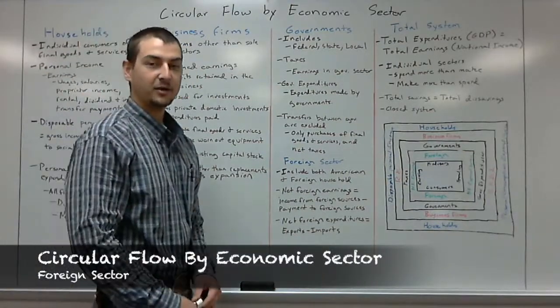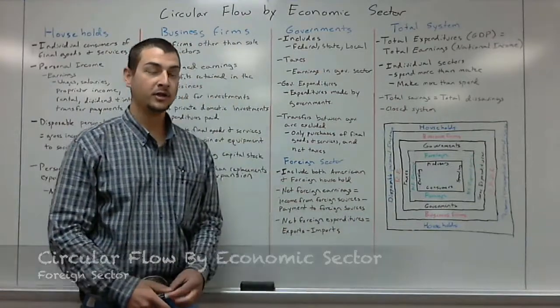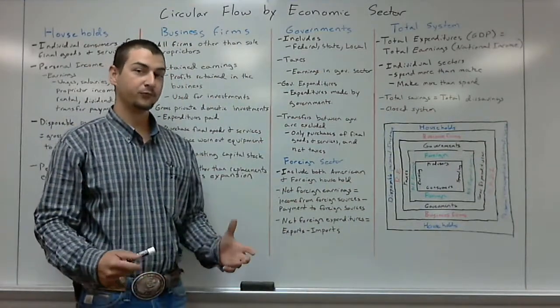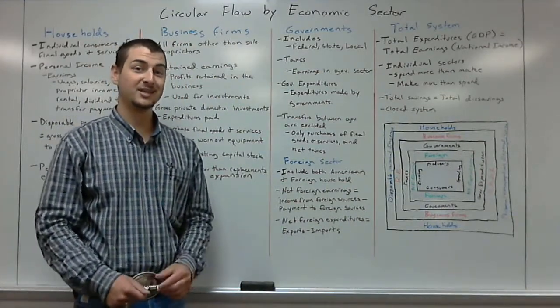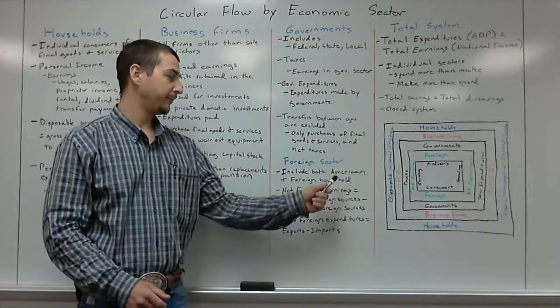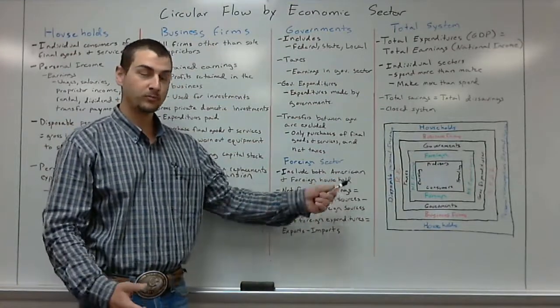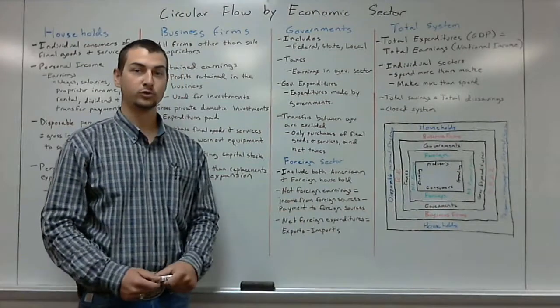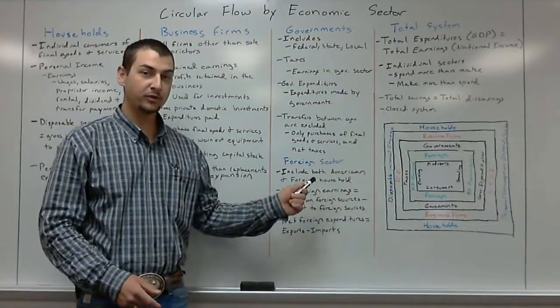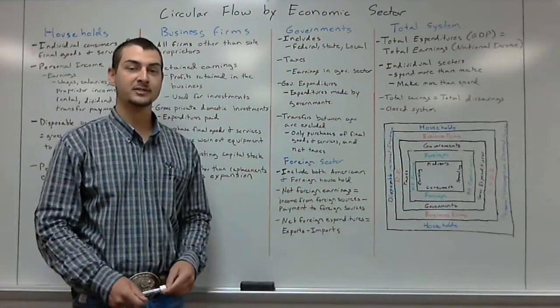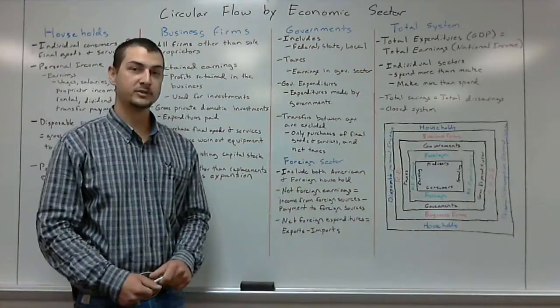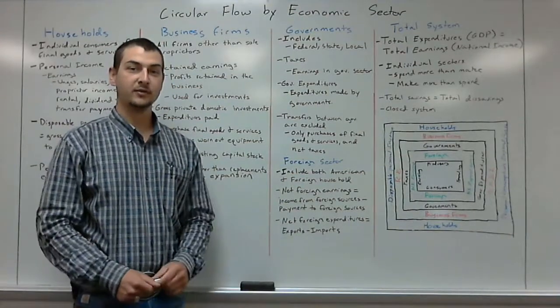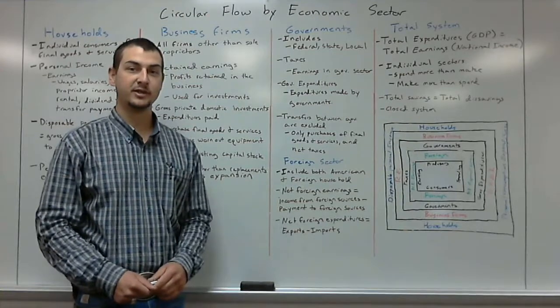The last main economic sector is the foreign sector. For a transaction to be in this sector, it must include both an American household or firm and a foreign household or firm. It must include both an American and a foreign entity to be considered part of the foreign sector. Just like with every other sector, we have both earnings and expenditures.